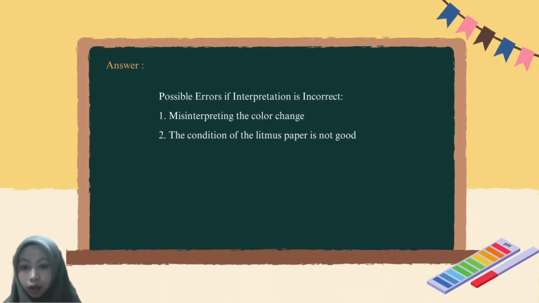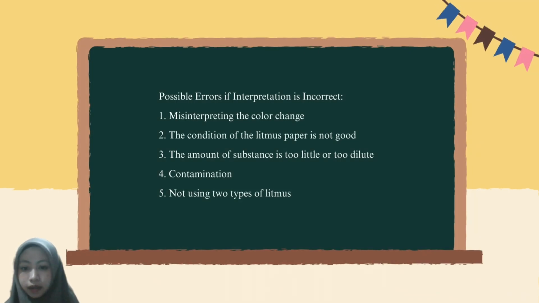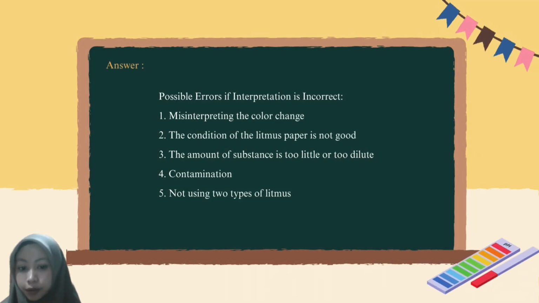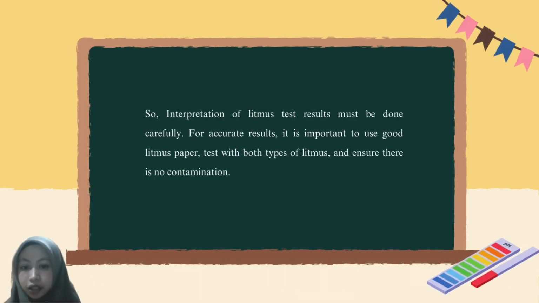Next, possible errors if the interpretation is incorrect. Number 1, misinterpreting the color change. Number 2, the condition of the litmus paper is not good. Number 3, the amount of substance is too little or too dilute. Number 4, contamination. And number 5, not using two types of litmus. So, interpretation of litmus test results must be done carefully. For accurate results, it is important to use good litmus paper, test with both types of litmus, and ensure there is no contamination.